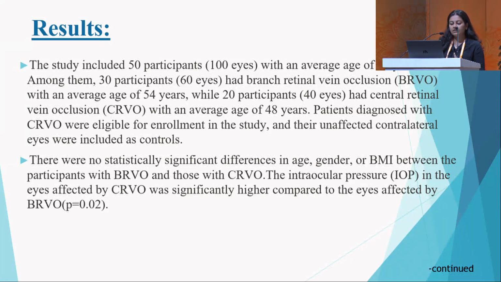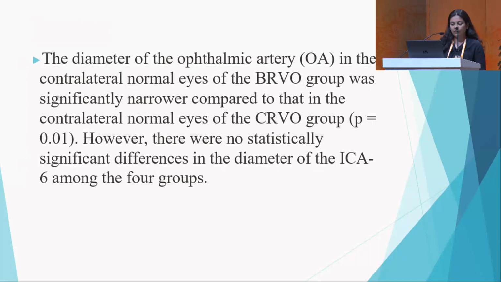We found that there were no statistical differences based on age, gender or BMI between the participants with BRVO and those with CRVO. The diameter of the ophthalmic artery in the contralateral normal eye of the BRVO patients was significantly narrower as compared to the CRVO group. However, there was no statistical significance in the diameter of the internal carotid artery among the four groups.